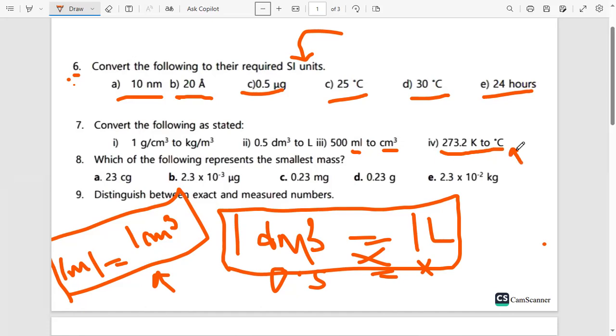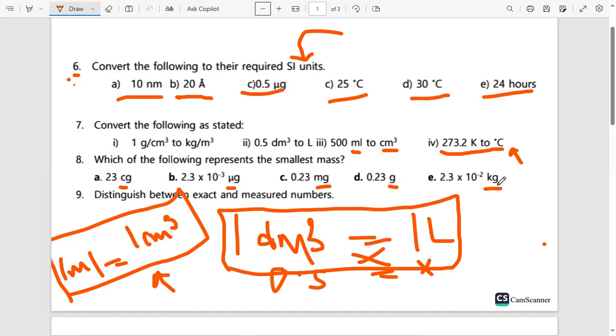Okay, so question 8 says, which of the following represents the smallest mass? So what do we notice here? We notice that all these masses have been given in different units. They are all masses, but they have been given in different units. So we have centigram, we have microgram, we have milligram, we have gram itself, and then we have kilogram. So how do you determine which one is the smallest mass?